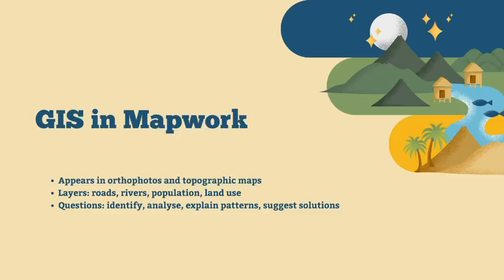In Mapwork, GIS often appears in the form of orthophotos, topographic maps, or digital maps with multiple layers. These layers can include things like roads, rivers, population distribution, land use, vegetation, and infrastructure. When answering GIS questions, you are expected to look at these layers carefully and use them to identify patterns, explain relationships, and suggest practical solutions. Always remember the key to scoring marks is analyzing the data, not just defining what GIS is.